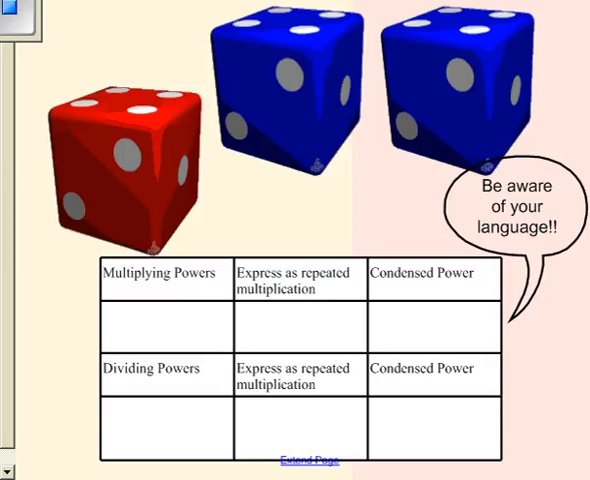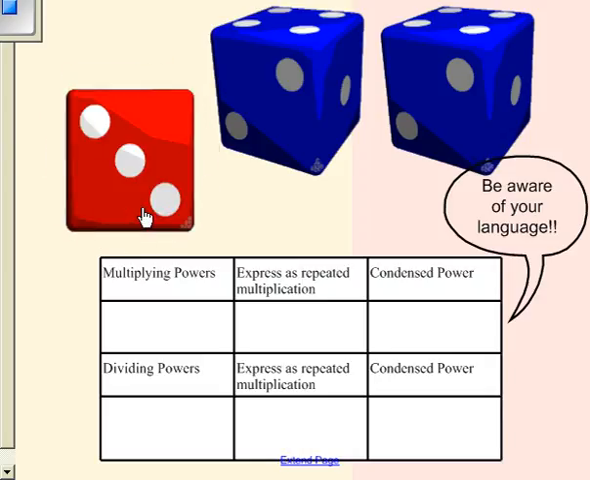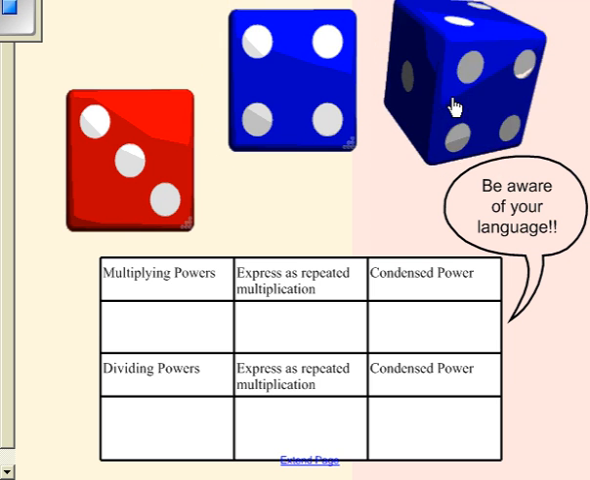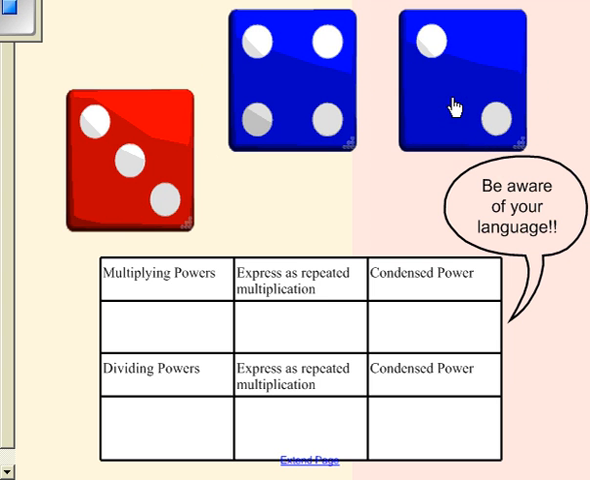So for our next slide, we went through a dice activity, shaking each one of the dice, and the red one here is the base and the blue ones are the exponents. So what we changed this time is how they were situated. We have the base lower and then the exponents above, just to represent how it would normally look. And we also said we have to remember to be aware of your language.